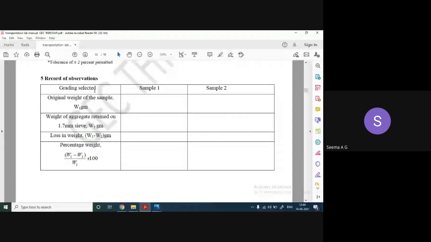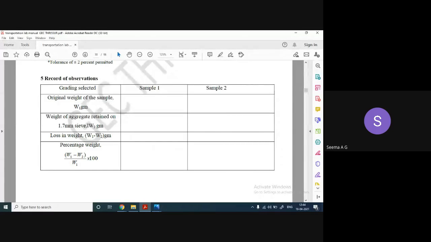For each zone, that is, for each set of sieves, proper abrasion, that is rotation, is given, then the material is taken out and sieving is done. After sieving, we have to take the weight of the material passed through the 1.7 mm sieve, and that retained on the 1.7 mm sieve. That is just to have a check.